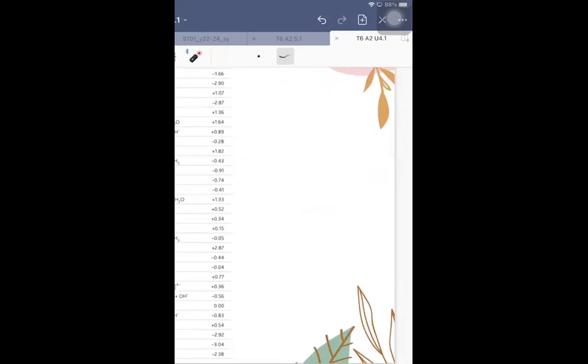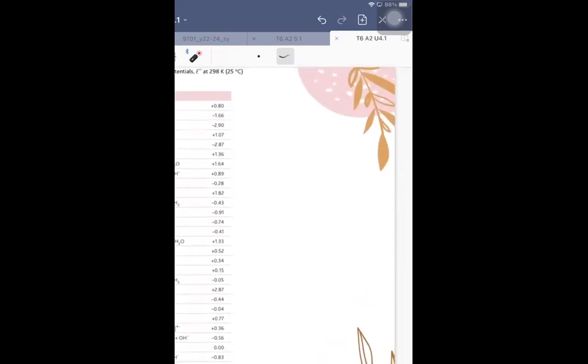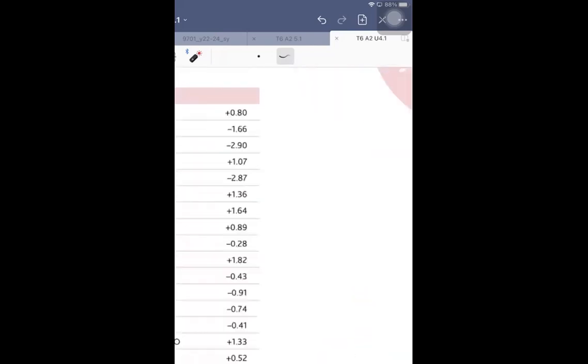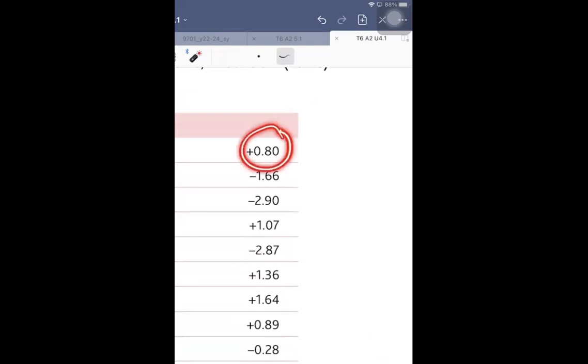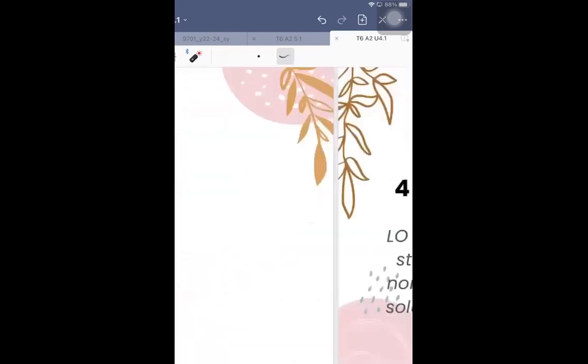So these are the standard electrode E-note values for all half cells that are relative to the standard hydrogen electrode. Even though it's not mentioned here, you know that in order for us to get this value, we have to connect the silver plus silver half cell with an SHE, which is the standard hydrogen electrode.